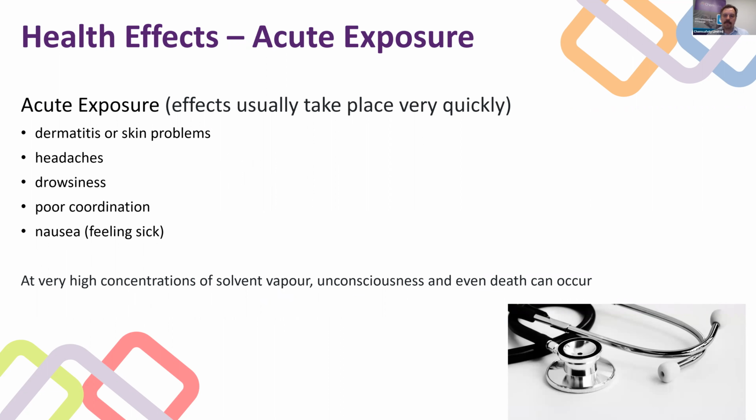When we talk about exposure to substances, we have to consider both acute effects that happen quickly and chronic effects that happen over a long period. Acute exposures take place very quickly. What happens when people are exposed to high levels of some solvents is that they can get dermatitis or skin problems, so drying, cracking, reddening or blistering of the affected area. They can experience euphoria, so a feeling of being intoxicated. It can also lead to headaches, drowsiness, so feeling sleepy, poor coordination, and nausea, so feeling sick. In cases of exposure to very high concentrations of solvent vapour, unconsciousness and even death can occur. So it can get really serious if solvents are not controlled properly.